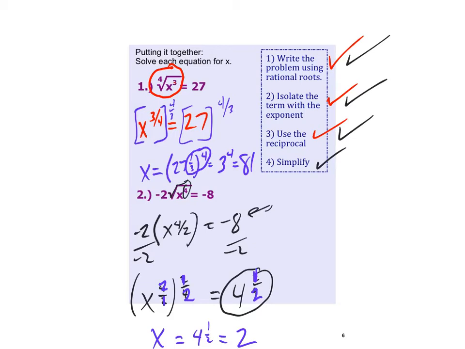I could put 2 back into the equation, get 2 to the 4th, take the square root of that, and then multiply that by -2 to get -8. So 2 to the 4th is 16. Square root of 16 is 4. 4 times -2 is -8. So x equals 2 in this case.